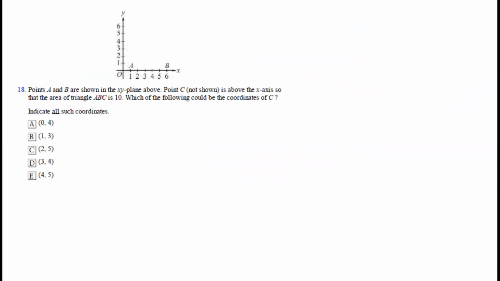So points A and B are shown in the XY plane above. Point C, not shown, is above the x-axis so that the area of triangle ABC is 10. So this is your base. What should be the height of the triangle? So half into base into height equals 10. Base is 5. So 6 minus 1 is 5.